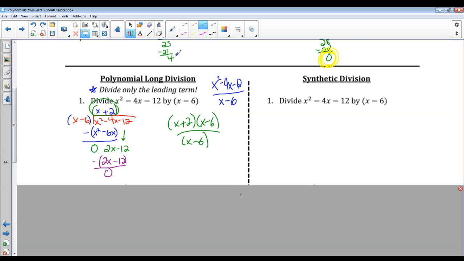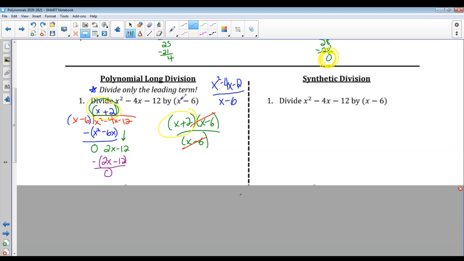So this divided by this is this. And that's exactly what our long division told us. So let's match that up. Let's compare that to how synthetic division works. It's very similar. So we're only going to look at basically the coefficients. We're only going to look at the number in front of everything. And that's all we really need.